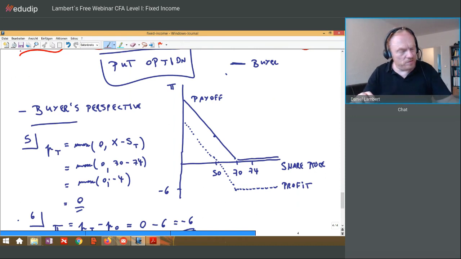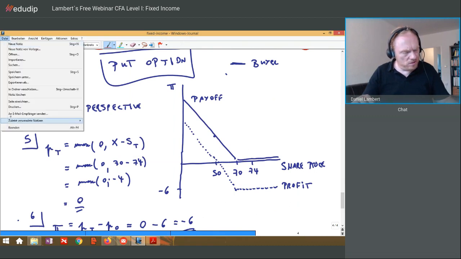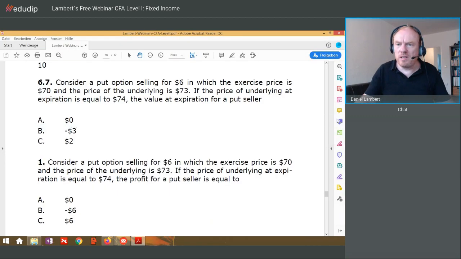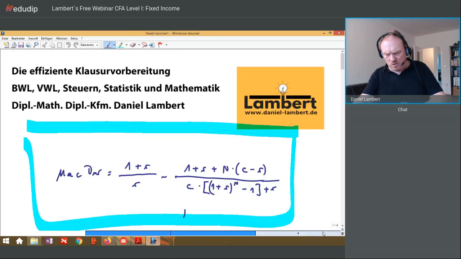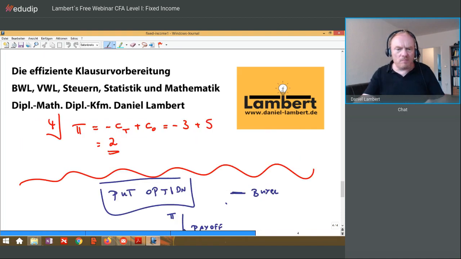The seller is red, so fixed income, yeah. I call it fixed income, but it is derivatives. What was I trying to say?